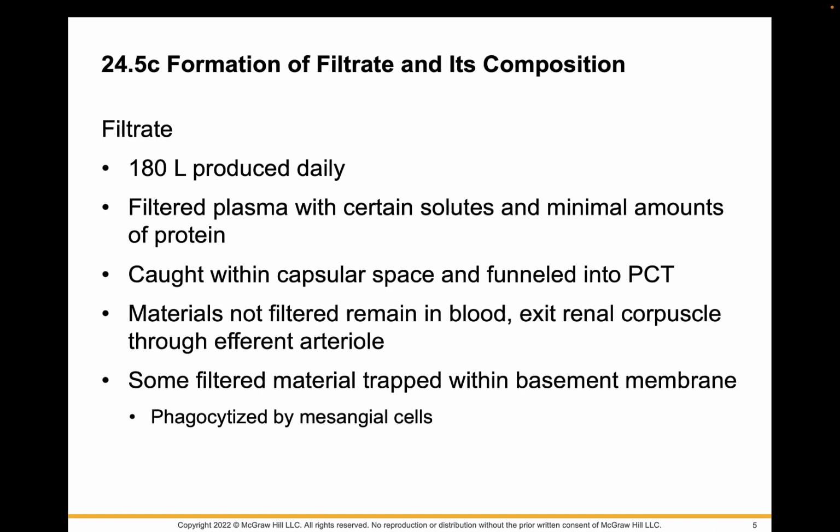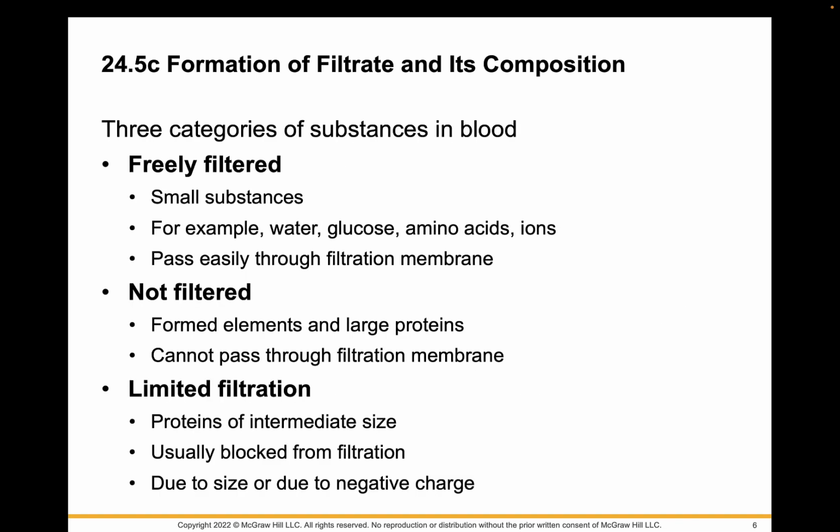phagocytized by mesangial cells. Now, how we want to describe things are three categories of substances in blood. Freely filtered, this is going to be small substances. For example, water, glucose, amino acids, ions. These are substances that pass easily through the filtration membrane as they are small. Things that are not filtered will be formed elements and large proteins. They're just too large to pass through the filtration membrane. Now, limited filtration, this will be proteins of intermediate size, usually blocked from filtration due to the size or due to negative charge.